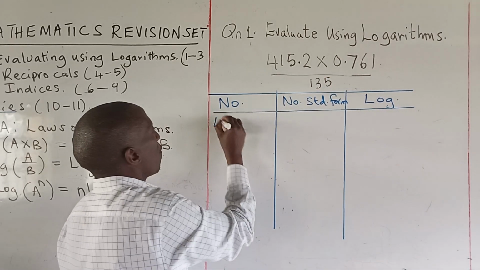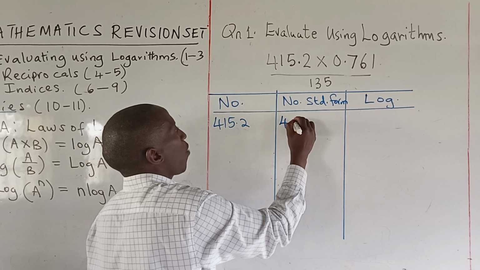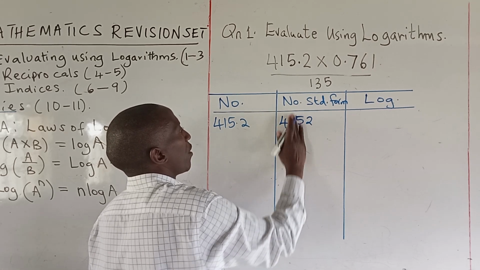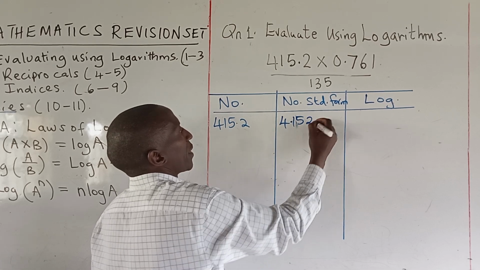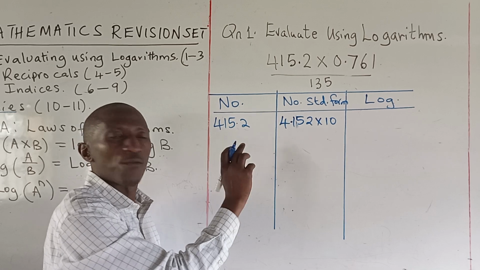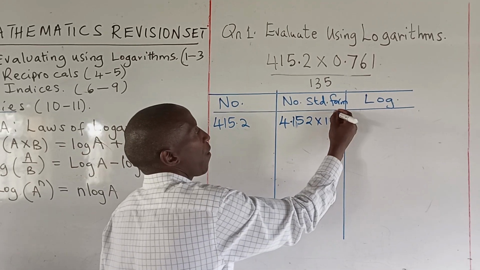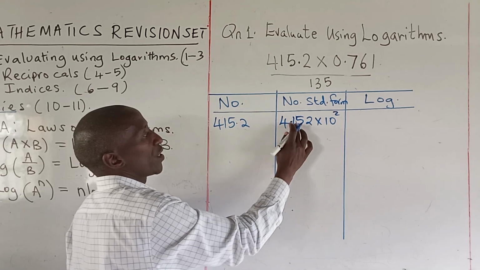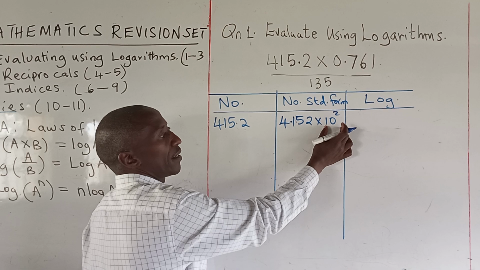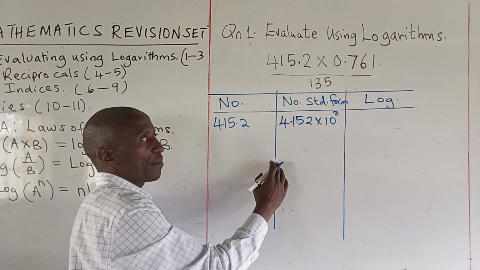Our first number is 415.2. In standard form, it is 4.152 times 10 to the power 2. We look at how many steps the decimal point has moved. It has moved 1, 2. In reducing the 415 to 4.15, we then expand it back, we give it back its value by multiplying by 100.